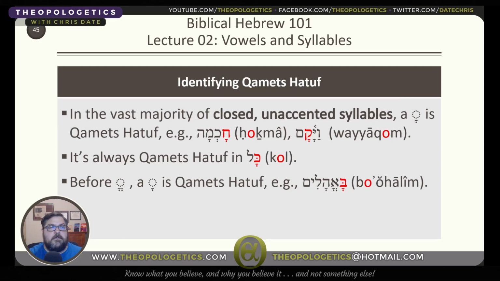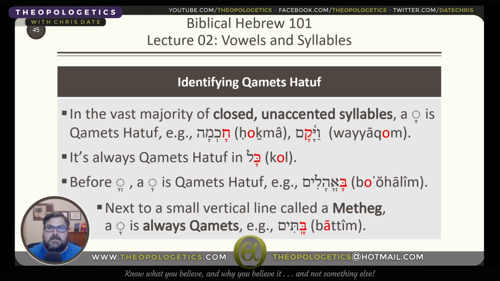Also, before a chataf komets, which is a composite shewa that you're going to learn momentarily, you've already learned the A class composite shewa, which is a chatuf patach, not a chataf komets. The chataf komets, which you're about to learn, if it is preceded by this little vowel, the vowel that makes a T under the letter, then that T under the letter is a komets chatuf, not a komets. So this word is bo ohalim, not ba ohalim.